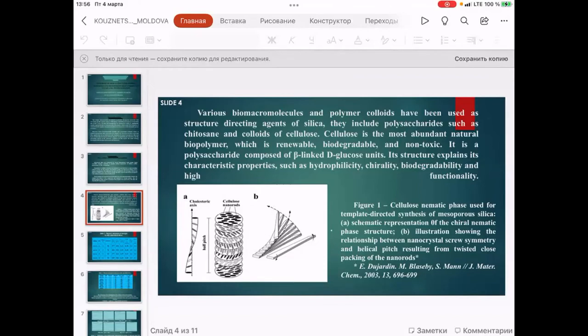Figure 1 shows cellulose nematic phase used for template-directed synthesis of mesoporous silica. A, schematic representation of the chiral nematic phase structure. B, illustration showing the relationship between nanocrystal screw symmetry and helical pitch resulting from twisted close packing of nanorods.